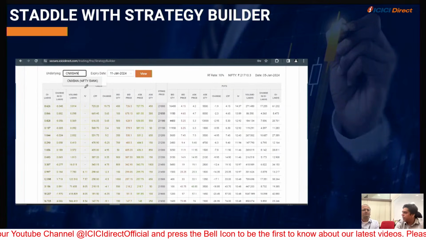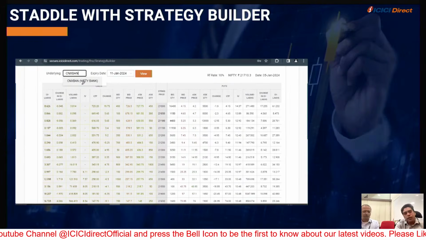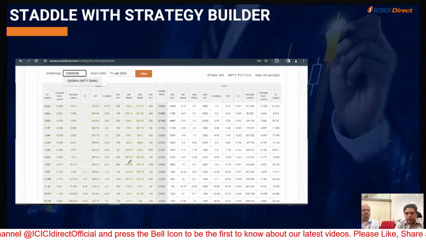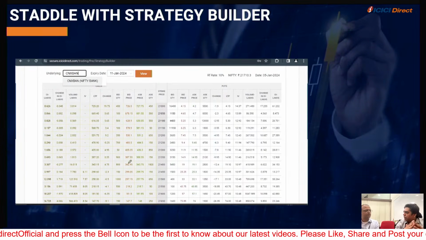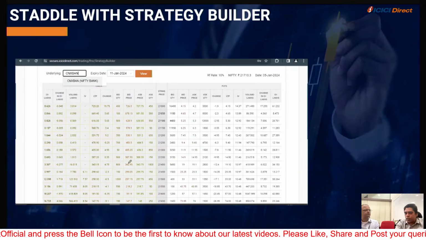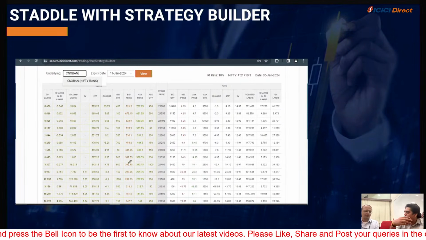There you will see the option chain. You can choose the underlying, whether it's Bank Nifty or Nifty. You can also choose single stock options. Then you choose the relevant expiry date. And as we said, when you are doing a short straddle, then typically intraday type का position लेना चाहिए.